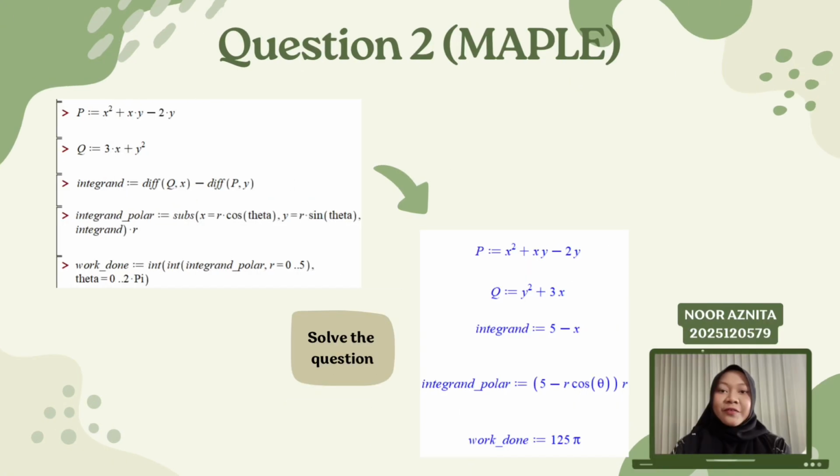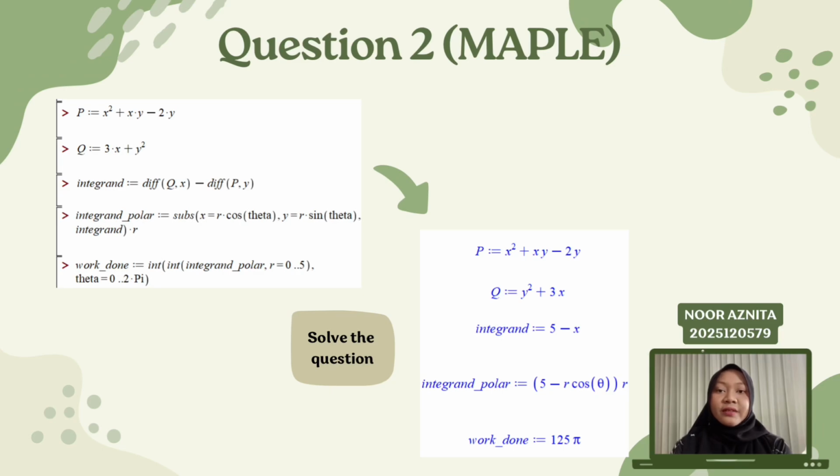Finally, let's compute the work done. We input our force field components P equal to x squared plus xy minus 2y and Q equal to 3x plus y squared. Applying Green's theorem, the difference between our partial derivatives gives us an integrand of 5 minus x. Since we are working with a circular region, integrating in Cartesian coordinates will be complicated. Instead, we convert to polar coordinates. We use the substitution command subs to replace x with r cosine theta and y with r sin theta, and multiply by the extra factor of r for the polar area element, and that gives us our integrand in polar form.